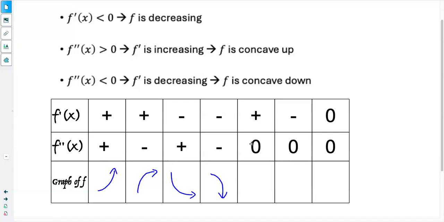Now, if we have a positive slope, but our second derivative is 0, that would mean that it's unchanging. So we just have a linear line that is going upwards. If we had a negative slope and our second derivative is 0, then we would have a linear line going downwards. Now, if both of these were 0, we're just going to have a horizontal line.